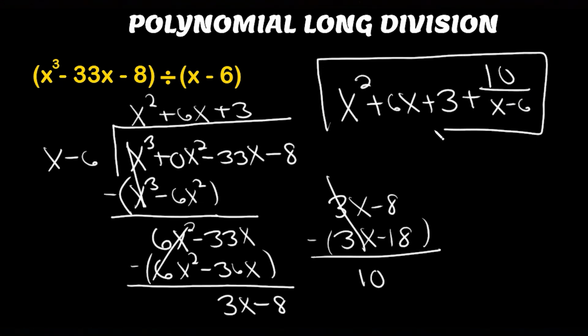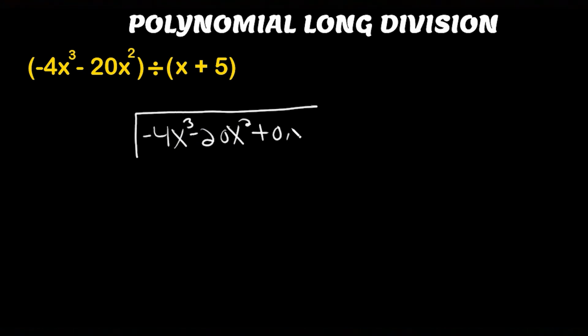All right, let's try one more example. Okay, so here's our last example, and taking a look at the dividend, you can see that I am skipping powers. I'm skipping that x to the first power, and I don't have a constant. So I have to make sure I include zeros for those missing powers. Going ahead and putting it underneath our long division bar, I'll have negative 4x cubed minus 20x squared plus 0x and then plus 0, okay? Because we're missing two of those powers, one of them being the constant.